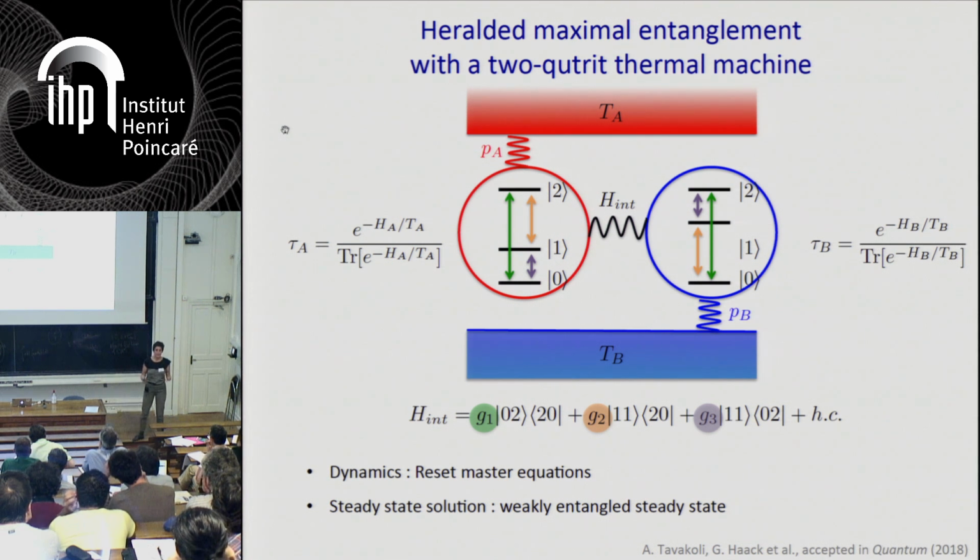calculate analytically the steady state solution, and here, if I don't do anything else, as before, I get a steady state that is a weakly entangled state. Okay, there is no magic. Increasing the size is not enough to generate strong entanglement, but I still generate entanglement in an autonomous way.